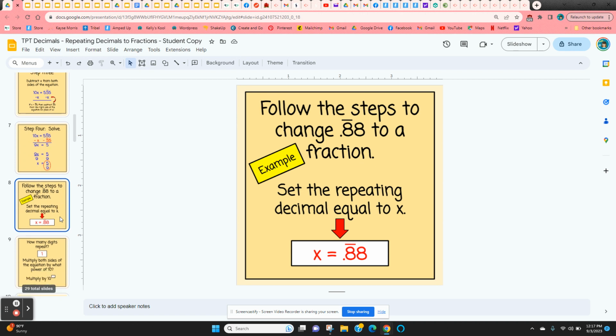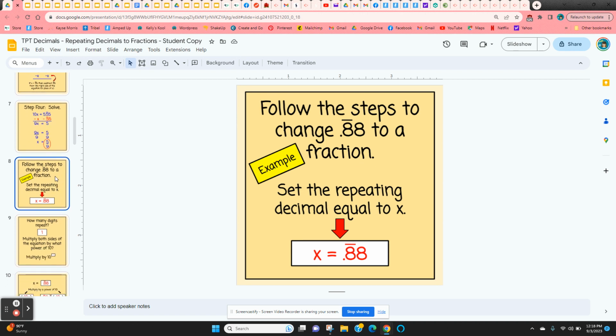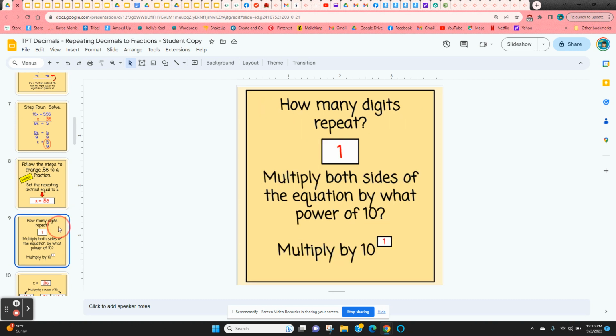Now you're going to give an example to the students, and this is going to show them exactly what they have to do when they're doing this on their own. So we have all of these white text boxes students are going to type in each step. So the first thing they're going to do, we have a different problem here. We're going to change 0.88 with 8 repeating to a fraction. So they're going to type in the text box, x equals 0.88 repeating. And this is already done. You're just showing the students exactly what they need to do.